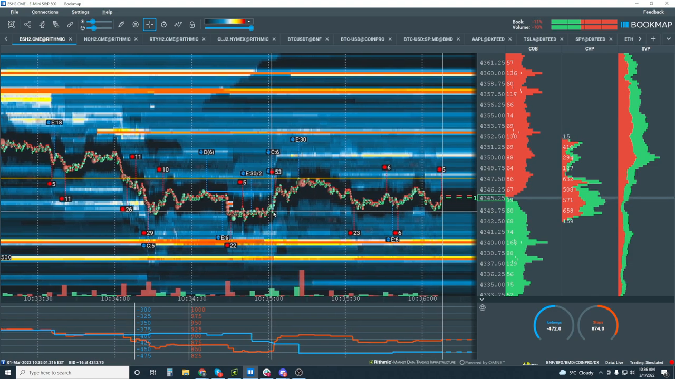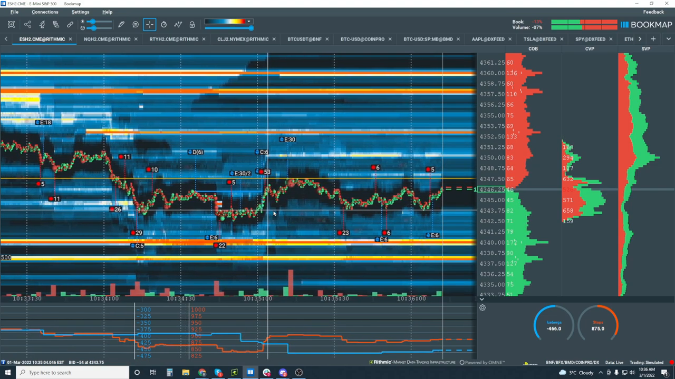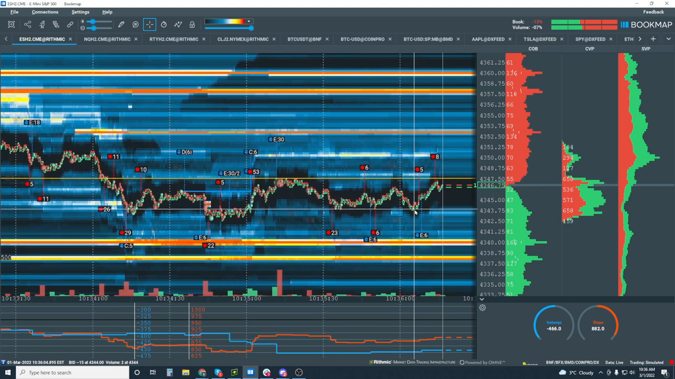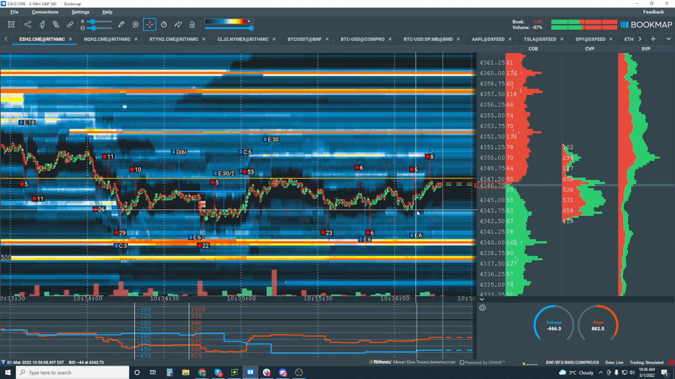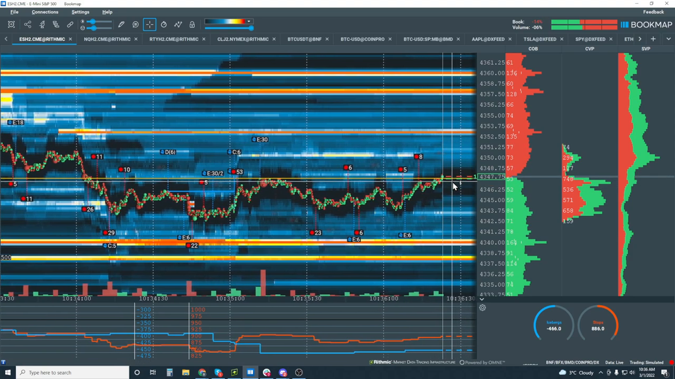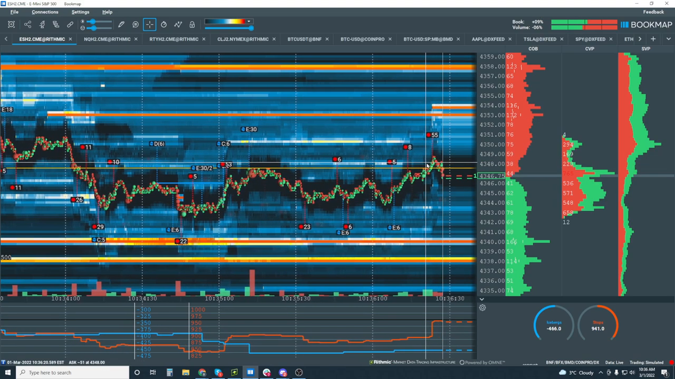All right, sellers, let's see. This is do or die right here at this 43.75. And they didn't show up on that rotation. In fact, we're getting buyers yet again. All right, so yeah, they're trying to move it.